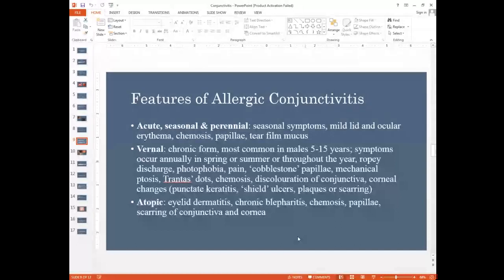What are the features? I list them here. They're pretty much similar. The only thing to note is that in vernal keratoconjunctivitis, they have a few characteristic changes like Trantas dots, which are collections of eosinophils at the limbus, white on top. They may also have very large cobblestone papillae.